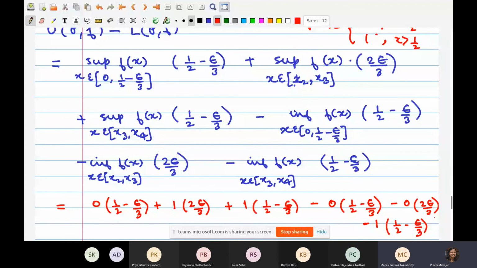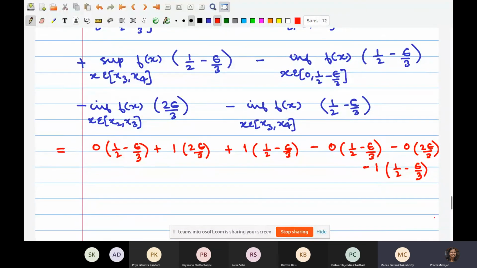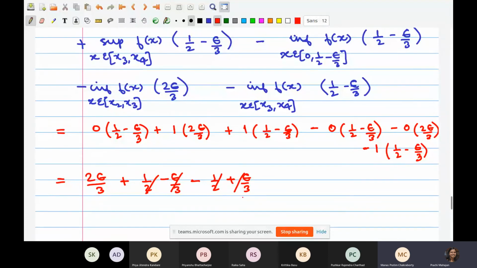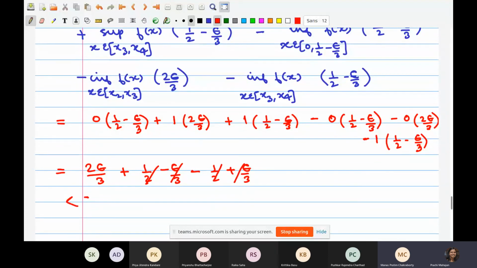Okay, so then what do I get? Looking at these terms, it is 2 epsilon/3 plus 1/2 minus epsilon/3 minus 1/2 plus epsilon/3. Correct? Which means that these two terms cancel out. So this is 2 epsilon/3, which is less than epsilon.